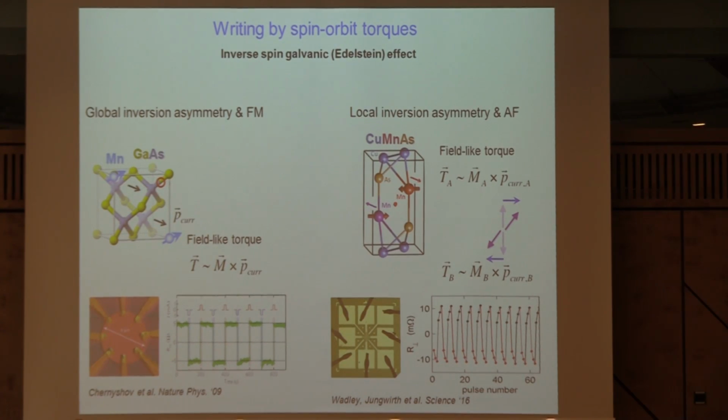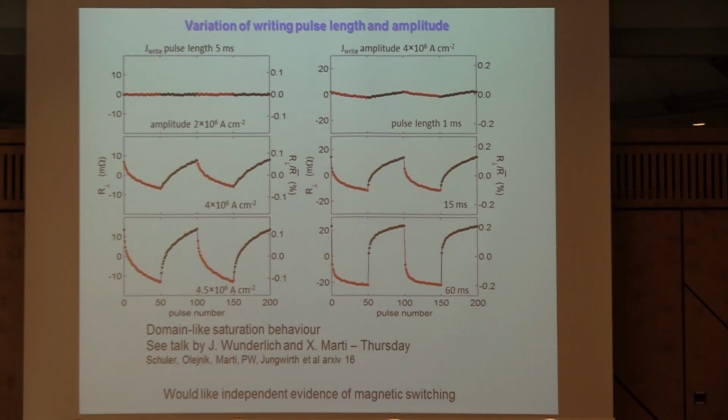So this brings us into a position where in ferromagnets you can use this global inversion symmetry to manipulate the magnetic order, but now this local inversion asymmetry in antiferromagnets can do the same thing for you.